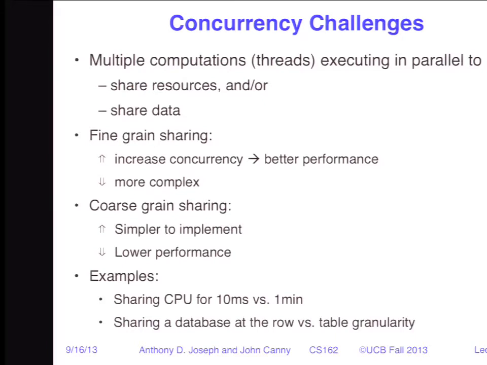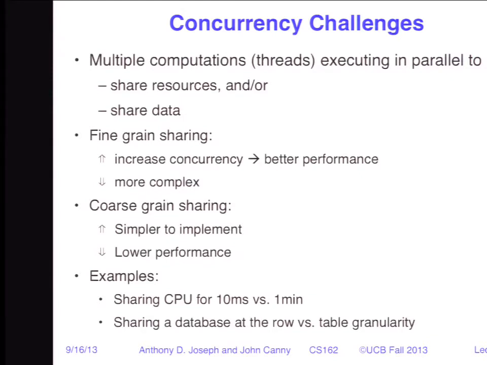An alternative is coarse-grained sharing. Right? Much simpler to implement, but we're going to have reduced concurrency, which means lower performance. Right? So think about sharing the CPU in chunks of 10 milliseconds. Right? There's a lot of work we have to do to make that work, versus if we shared on 1 minute granularity. Sharing on 1 minute granularity would be easier to implement, but it's going to have much lower performance. You're going to have to wait a minute to get a hold of the CPU to run again, even if you just have two threads. Add more threads, and it could take a long time before you got access to the CPU again.